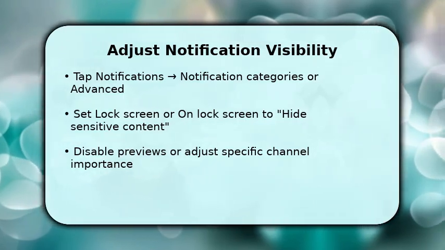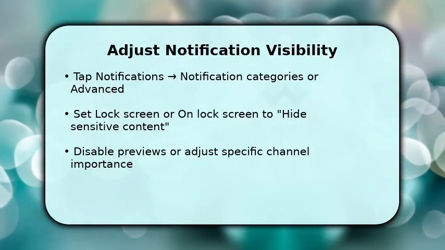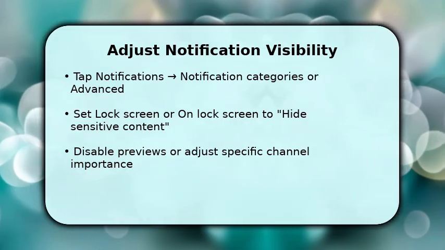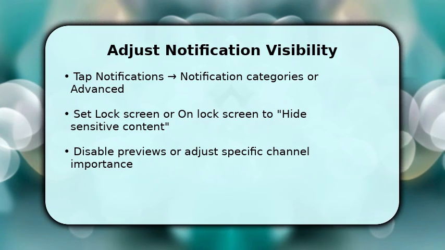Make sure to repeat for important channels so conversation labels don't slip through. If the app lacks channels, toggle Show Notifications off for lock screen previews and rely on in-app viewing instead.